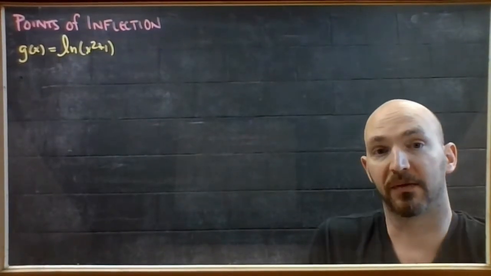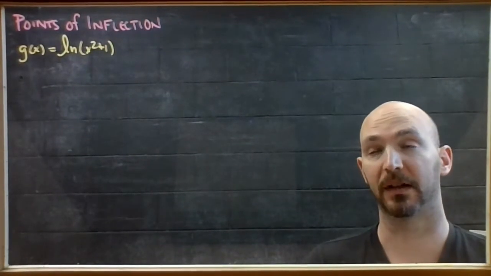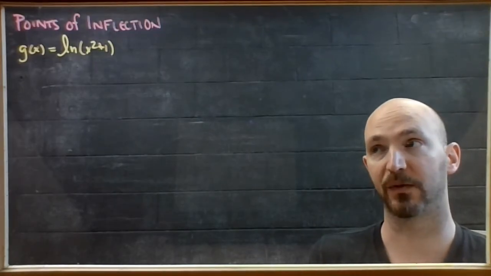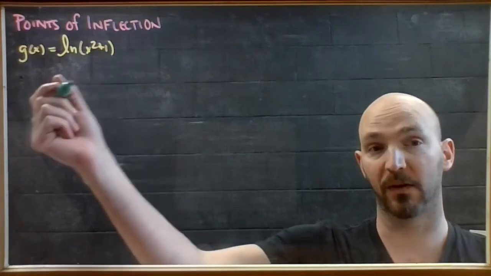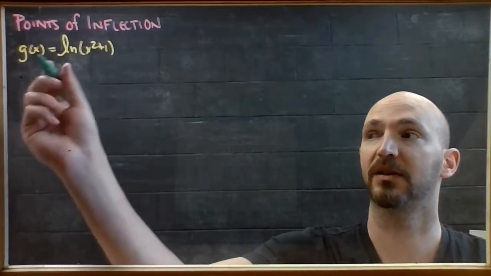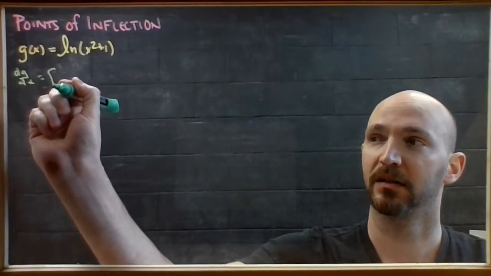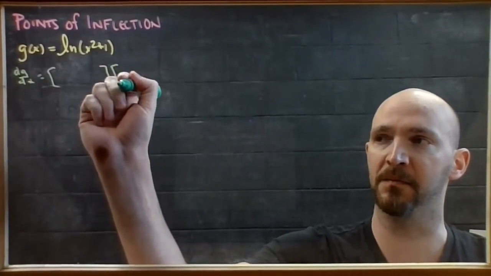To get the points of inflection for this function, like the other one, I'm going to have to get the second derivative. So to get the second derivative, I need to do the first derivative. This one we already went through. It's a function in a function, so there'll be some chain rule architecture here, two layers deep.